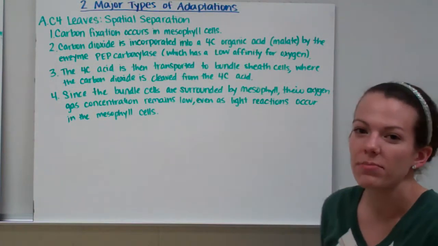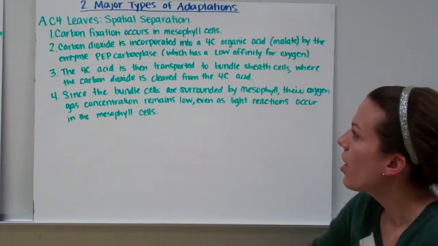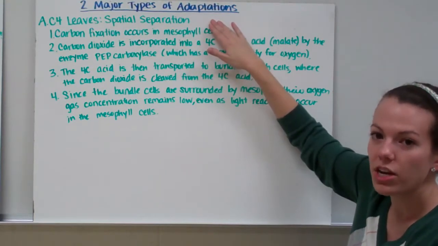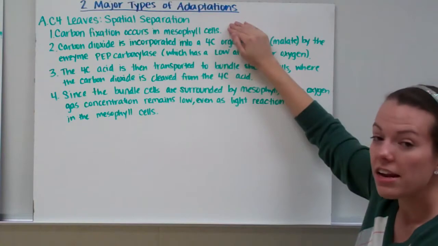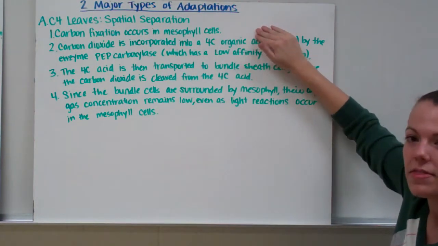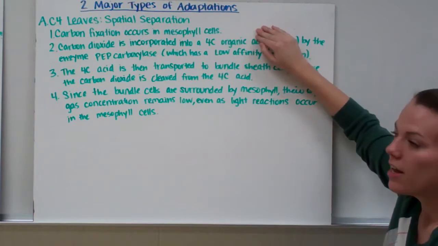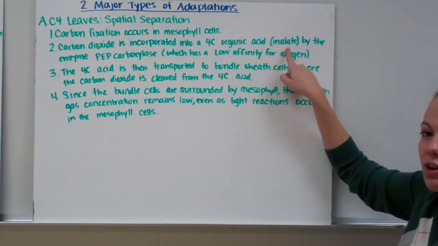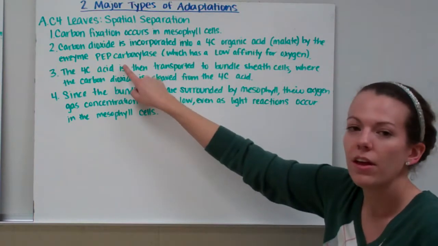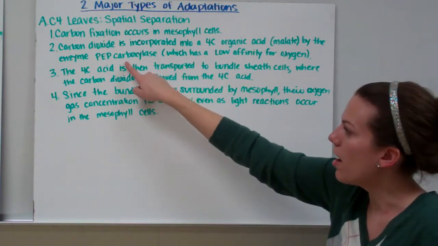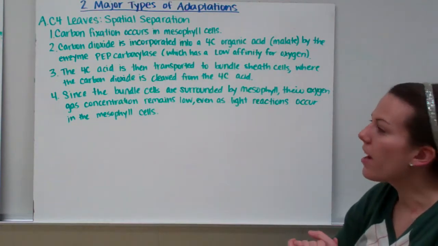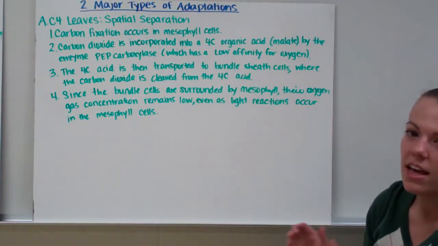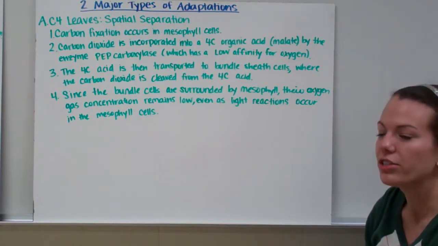So plants are going to have some adaptations to avoid this. There are two major adaptations. Our first type of adaptation is found in C4 plants, C4 leaves. They have a spatial separation, which helps to prevent photorespiration. In our C4 plants, carbon fixation occurs in the mesophyll cells. So you're fixing carbon in the mesophyll cells, and carbon dioxide is incorporated into a 4-carbon organic acid called malate by the enzyme PEP carboxylase. PEP carboxylase binds to carbon dioxide, and it has a very low affinity for oxygen. Its active site doesn't bind oxygen under normal conditions.